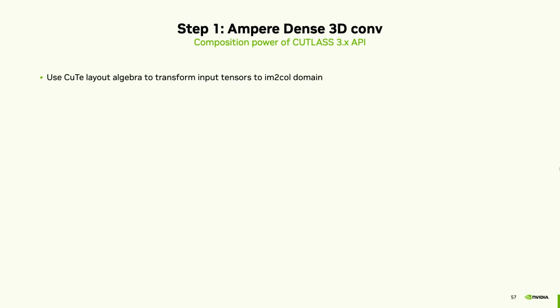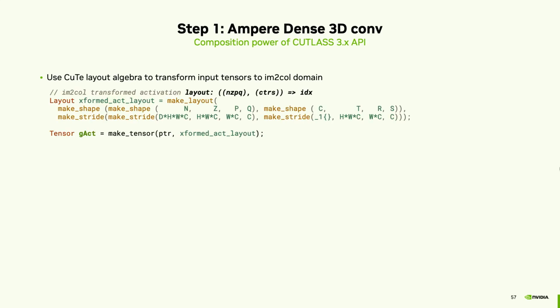Let's take the easier case first. Let's write a dense 3D convolution in Ampere, for Ampere. Well, we can use the CuTe layout algebra to transform the input tensors to the im2col domain. And the way we do that, I have omitted the actual CuTe algebra over here.